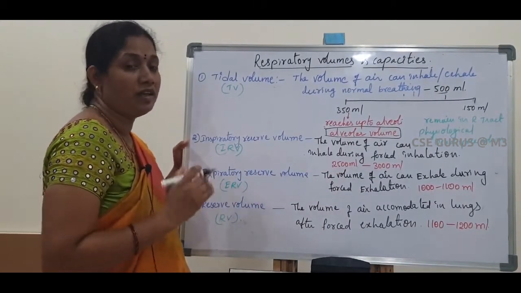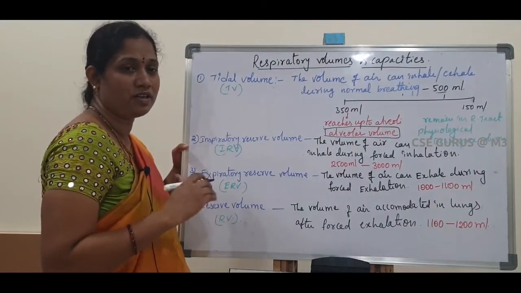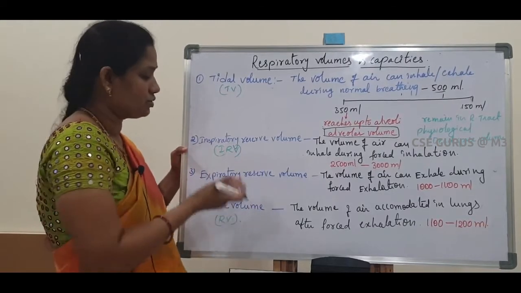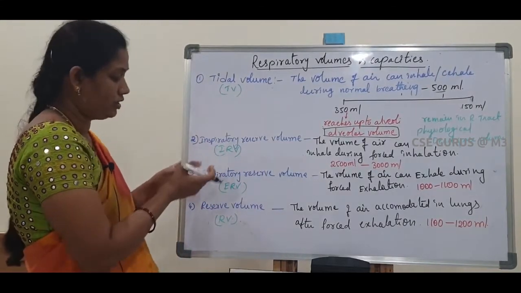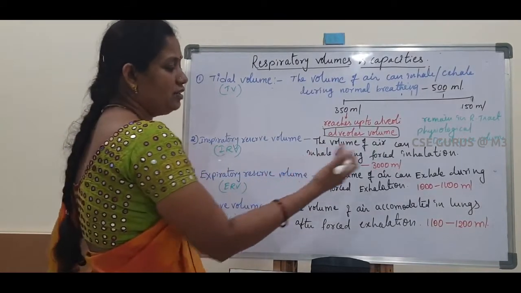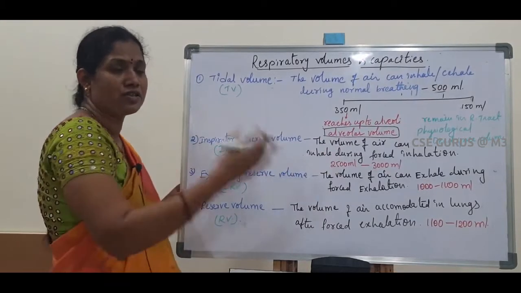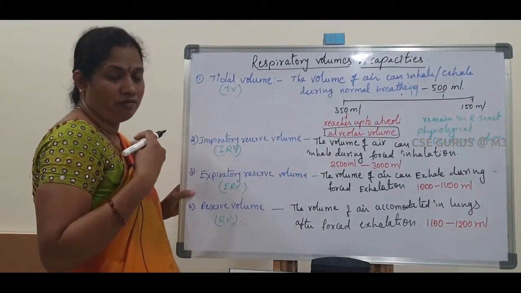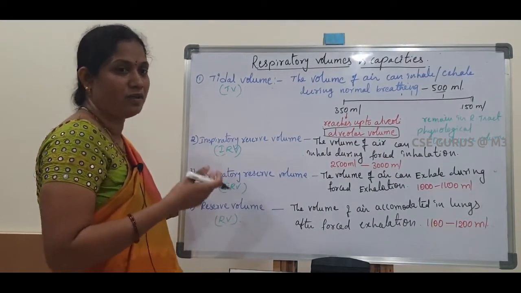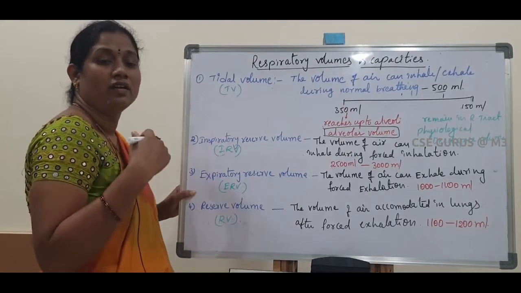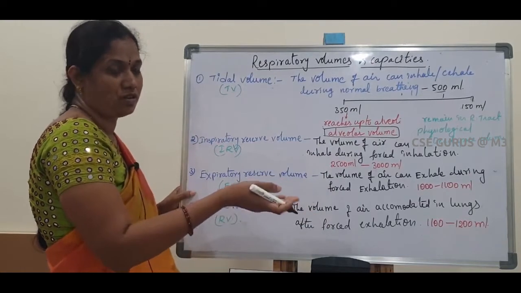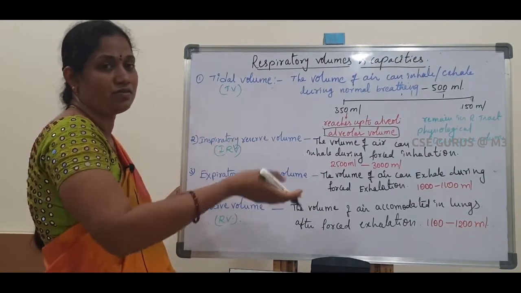So during forcible inhalation, we can inhale an extra amount, and that is called inspiratory reserve volume. Next, expiratory reserve volume means the volume of air we can exhale during forced exhalation. In normal breathing, the tidal volume enters and is released to the outside.